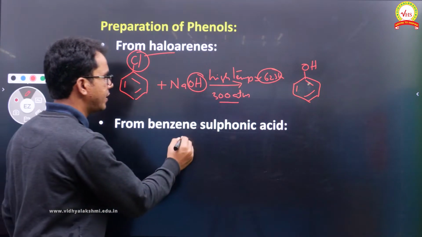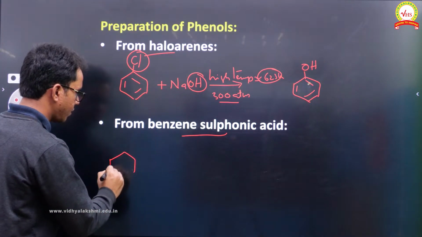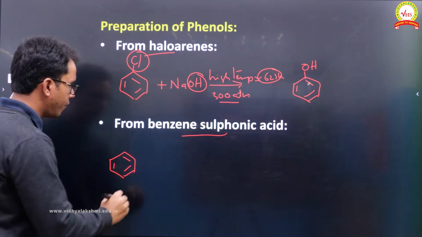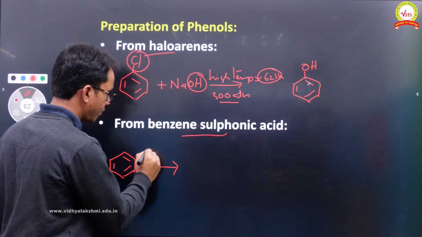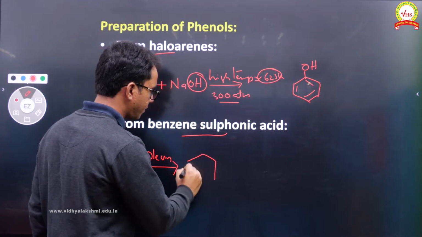Let us go with benzene sulfonic acid also. Let us take benzene right now, with oleum or H2SO4. Oleum gives benzene sulfonic acid.